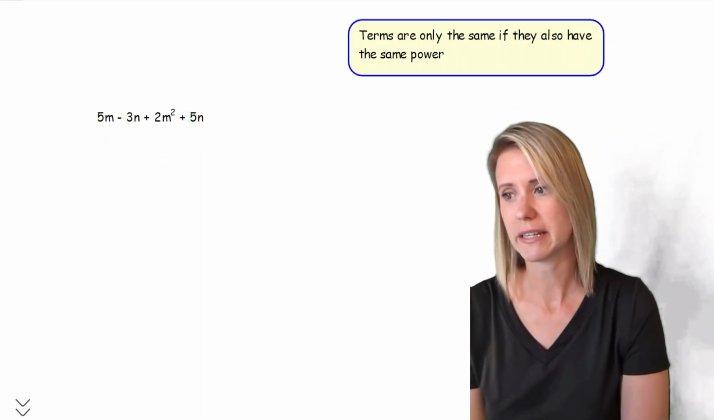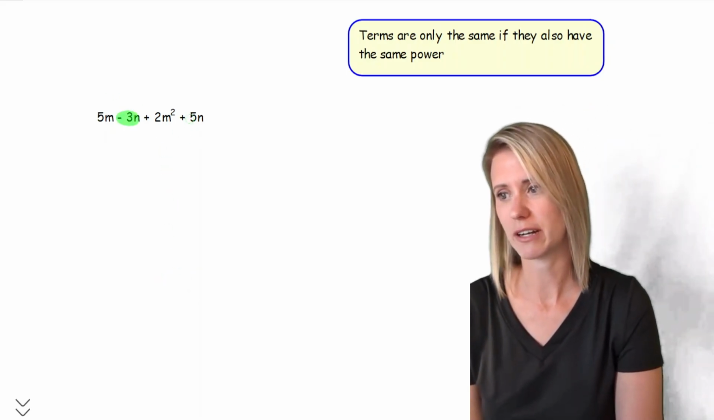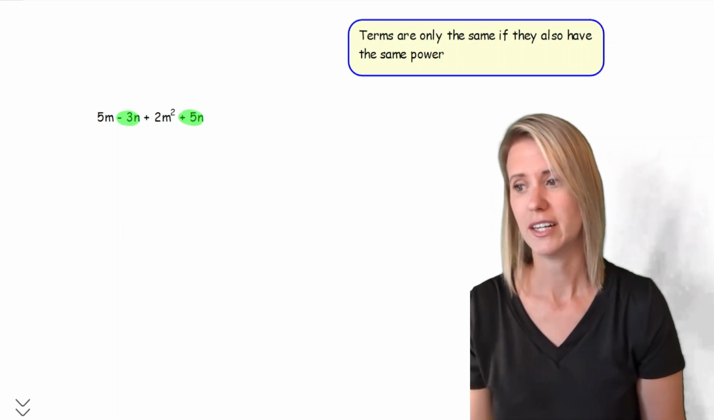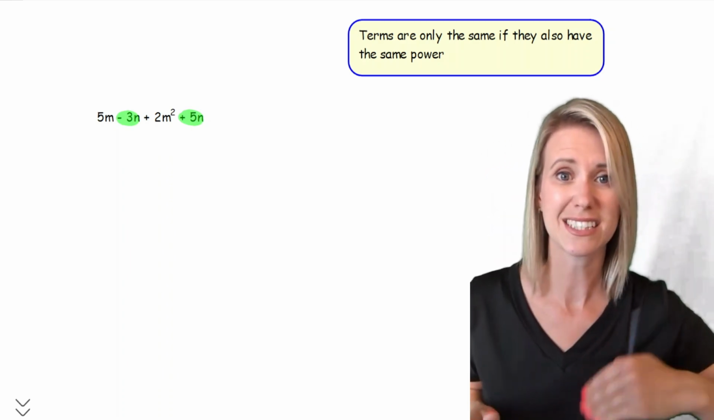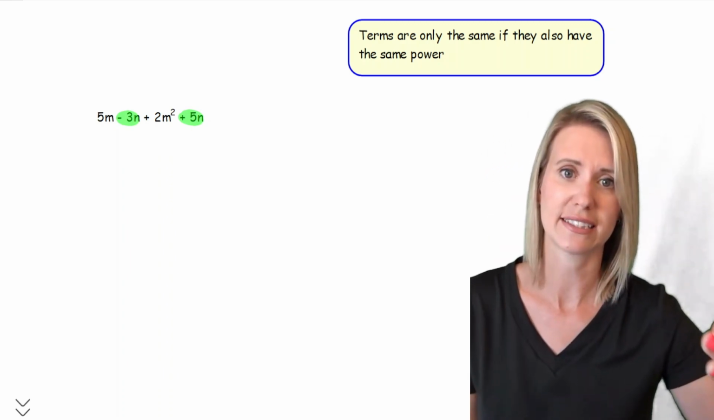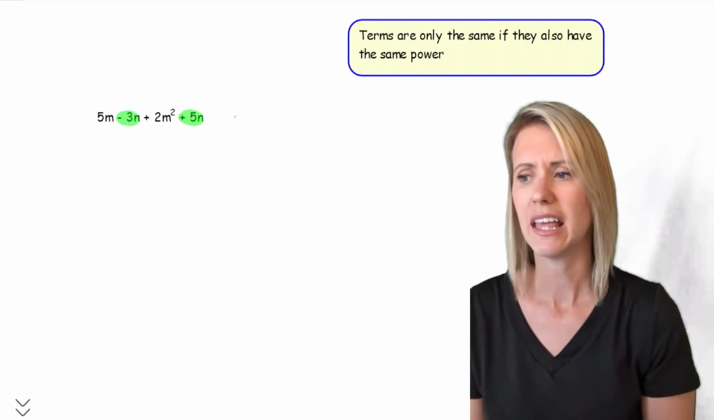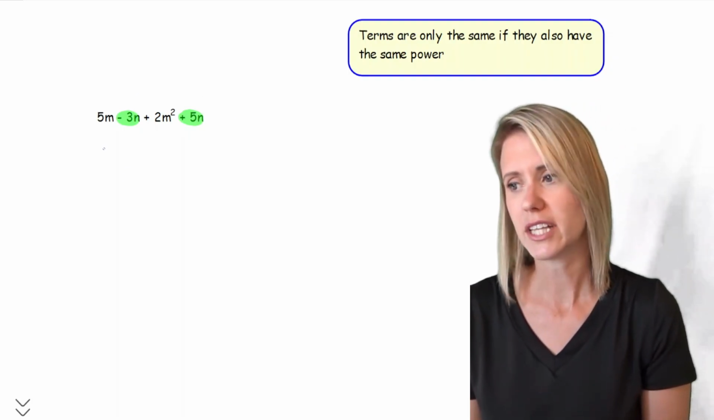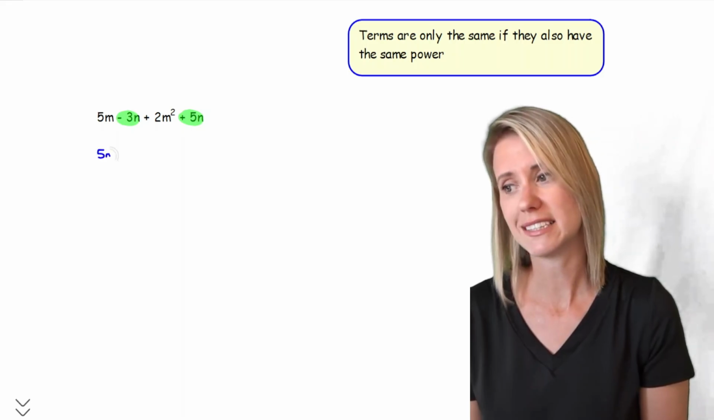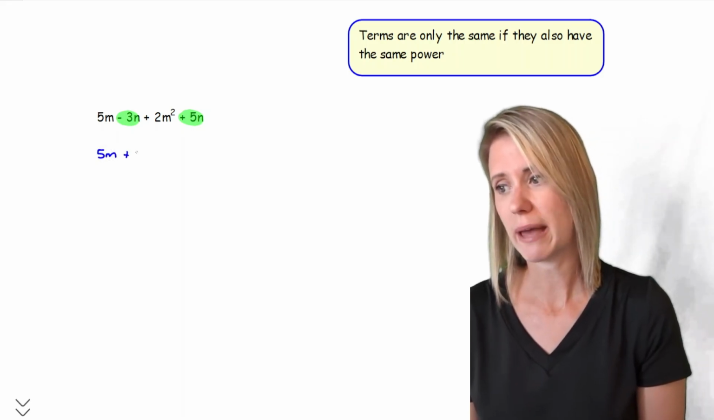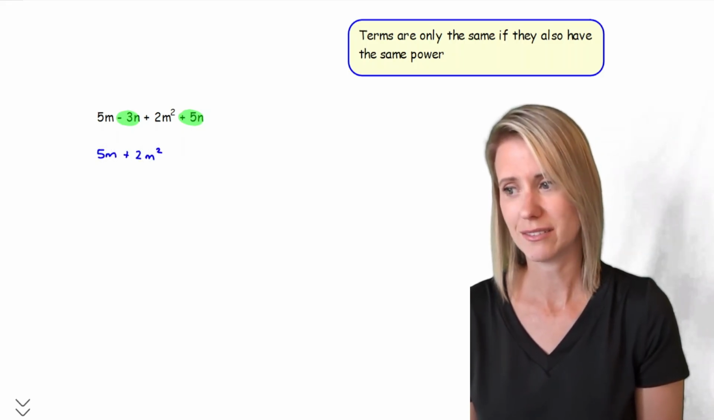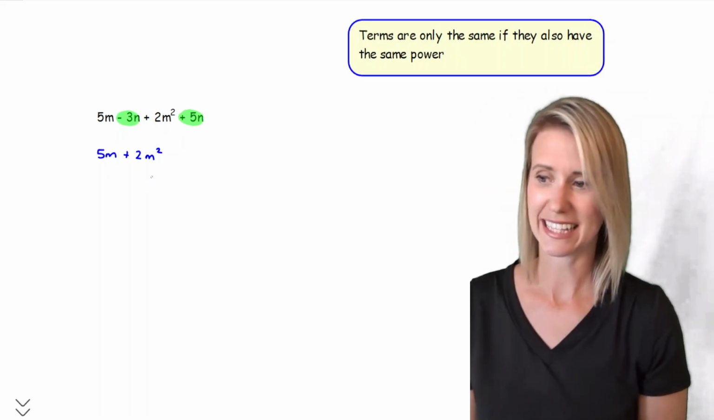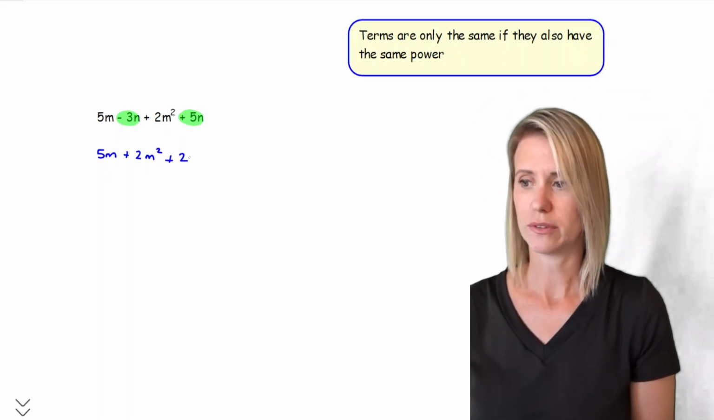The only thing that's being joined here is a minus 3n with a positive 5n. So we have minus 3 n's and we're adding on 5 n's. We're ending up with 2 n's. That could be thought of as 5n, take away 3n is 2n. So the 5m is still on its own. The 2m squared is still on its own, but we've joined the n's together, giving us 2n.